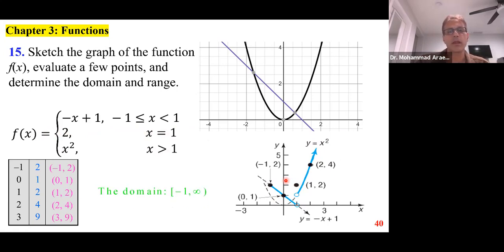Domain, from -1 to infinity, everything is included, okay. Range from 0 to infinity, because the bottom of the graph is here and it goes all the way to infinity. But because of this hole, 0 is not included, class. 0 is not included, and we get a parenthesis to represent that.